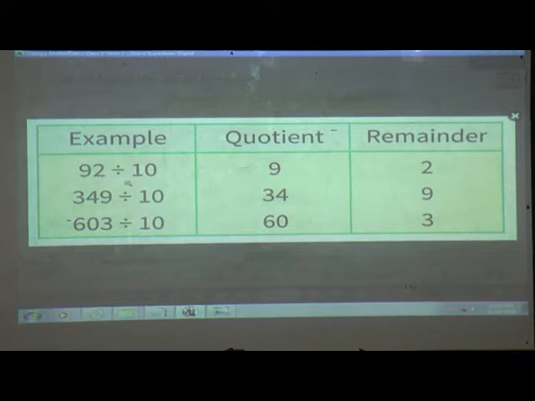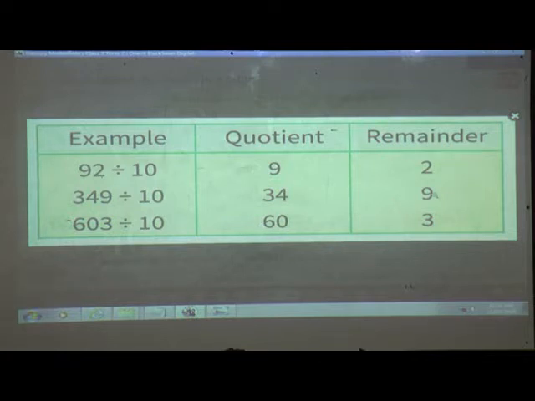Focus on all the numbers. What do you notice from this table? Can you tell anything? See, 92 divided by 10, quotient 9, remainder 2. Then 349 divided by 10, the quotient is 34, remainder is 9. See these numbers carefully. Then in the third example also, 603 divided by 10, quotient 60 and remainder is 3.